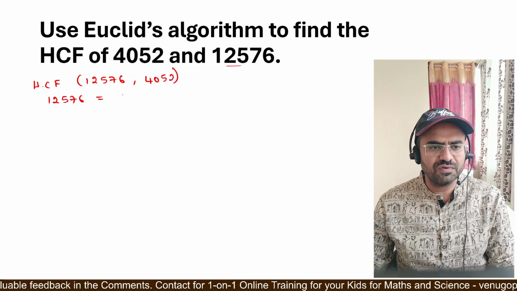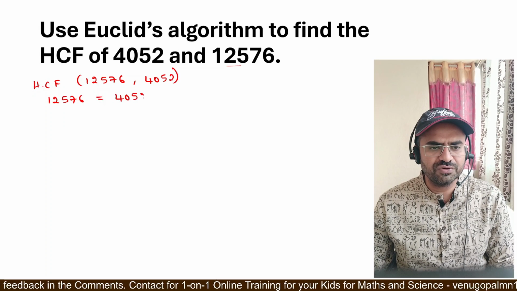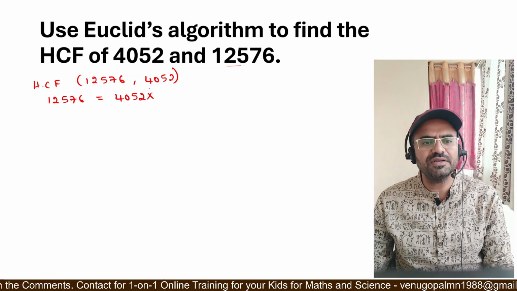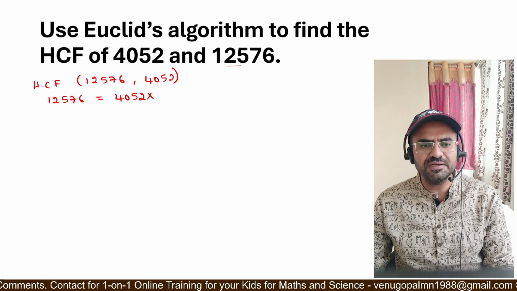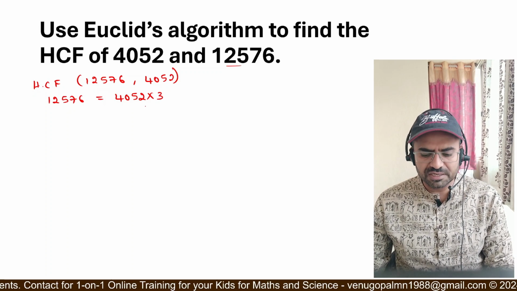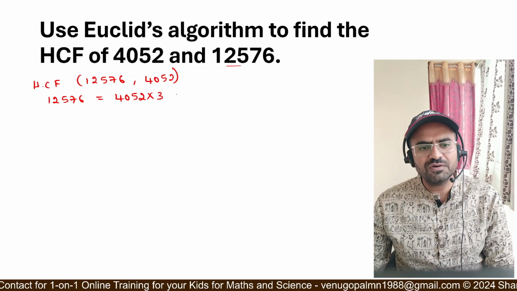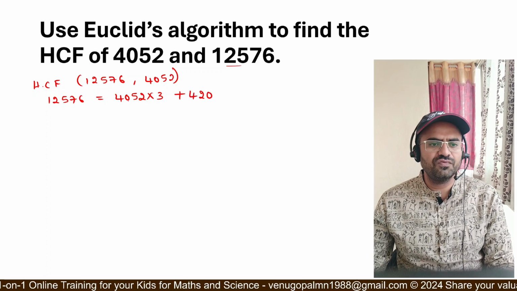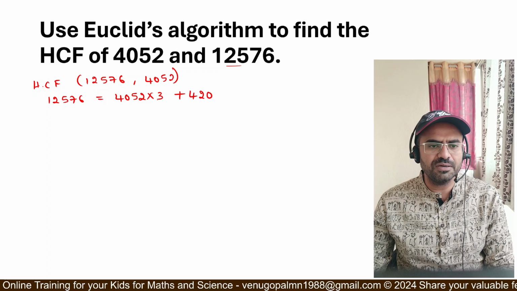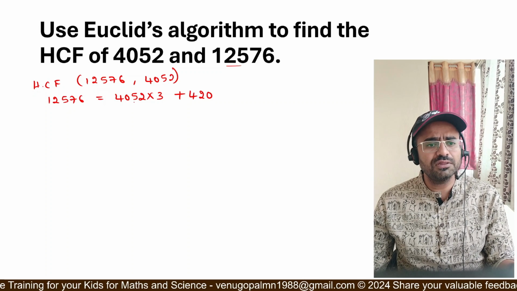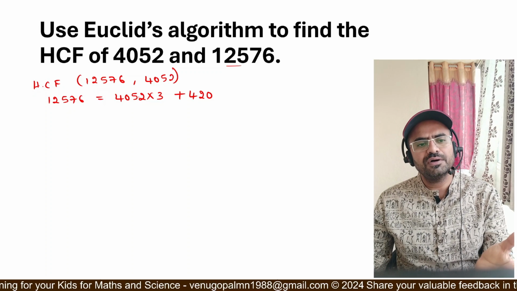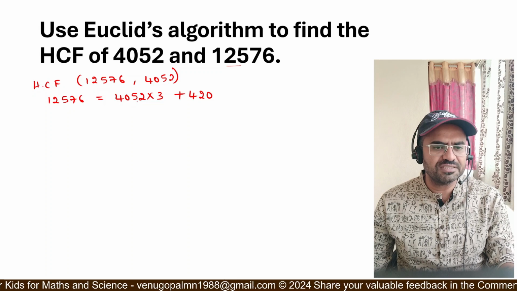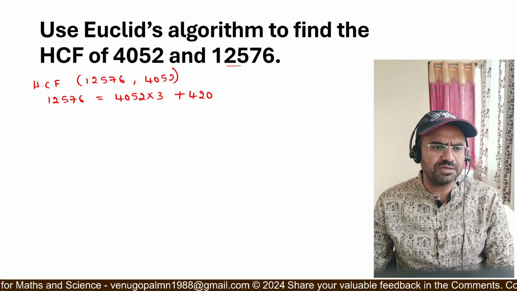Now we can write 12,576 in the form of what? 4052. 4052 times 3 is 12,156. Use a simple calculation. If you multiply this 3 times, you will get a number, correct? And what would be the remainder? 420 at this stage would be the remainder. So 4052 into 3, which will become 12,156, plus 420.